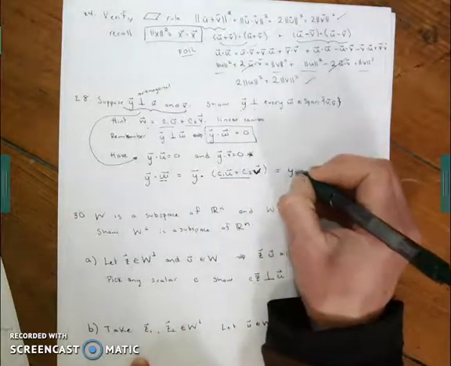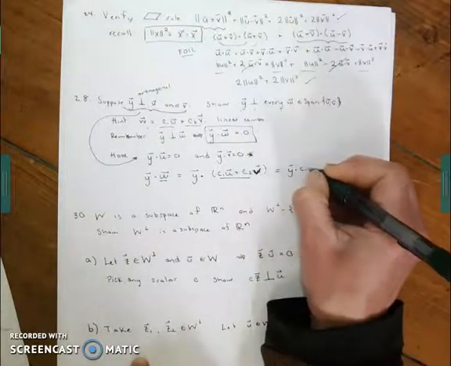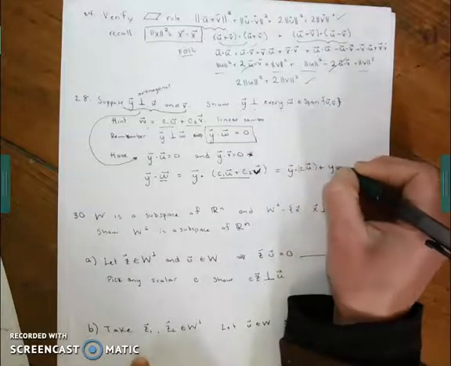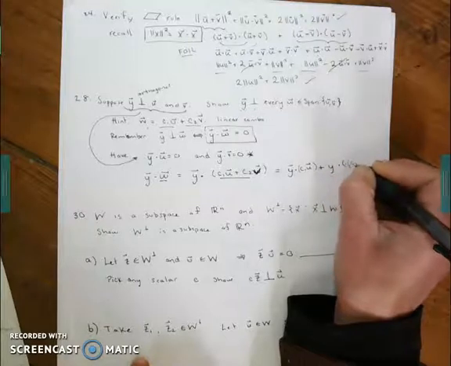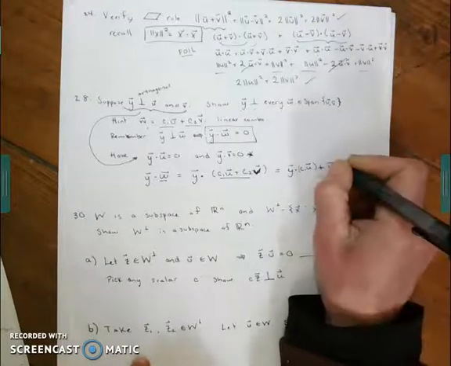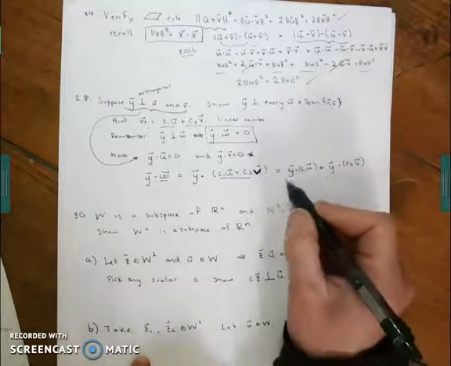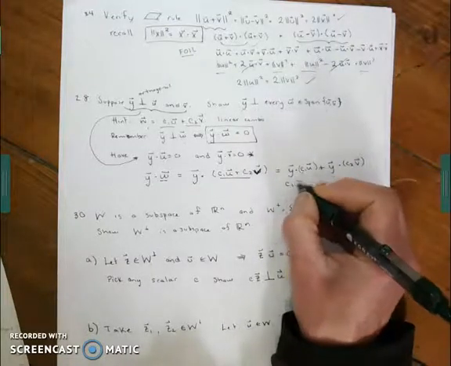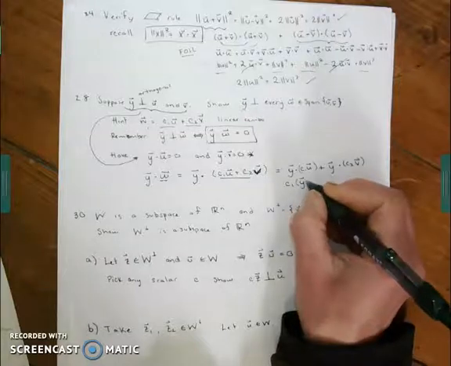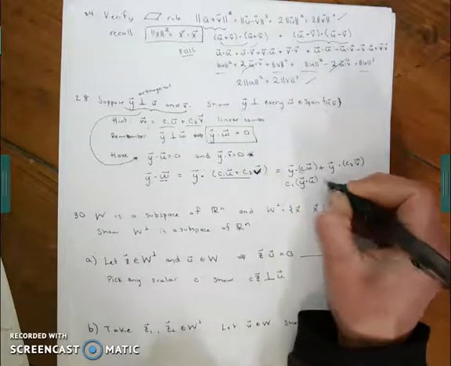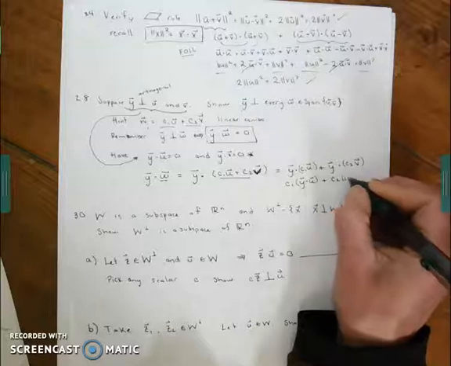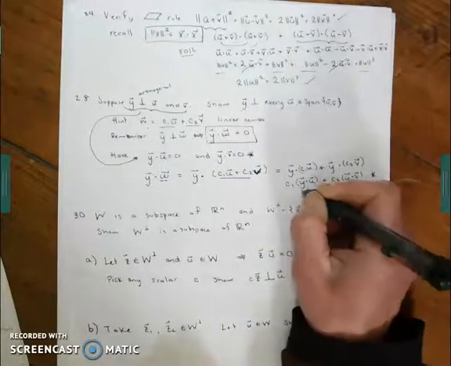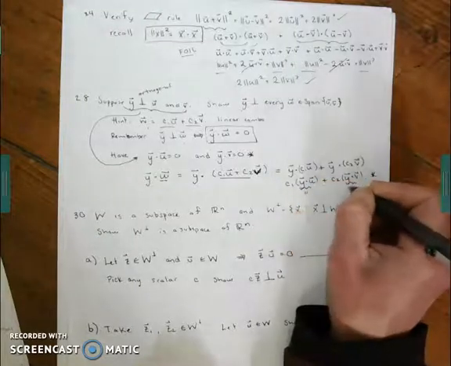So now I use the properties of dot products. This is going to be y dotted with c1u plus y dotted with c2v. That's the distributive property of dot products. Now the scalar can pull to the front, so this is c1 times y dot u plus c2 times y dot v. And from star, we know that this equals 0 and this equals 0.